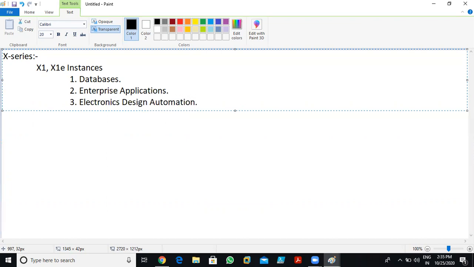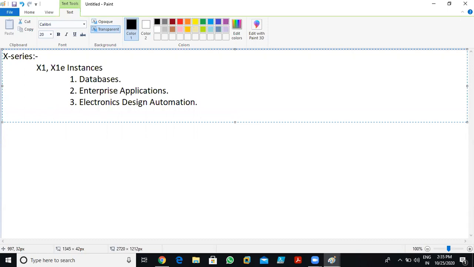If you want to create some electronic devices, like PCB devices like this, or robotics, we can go for the X instances. Now we talk about the virtual CPUs. The virtual CPU is supported for 4 to 128.